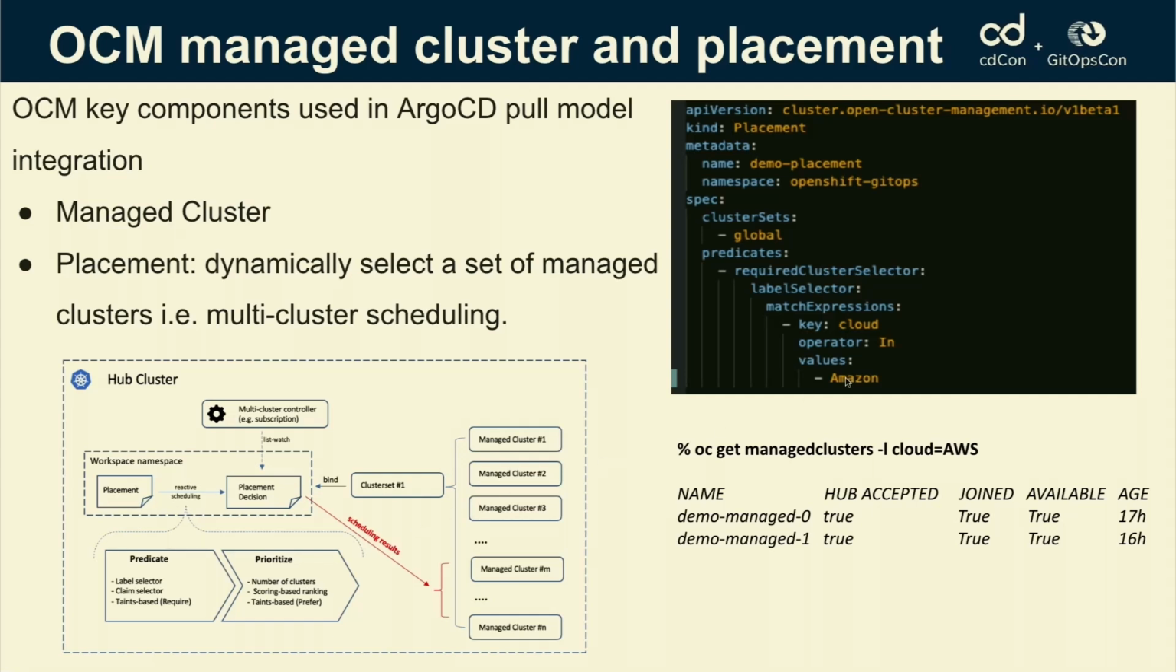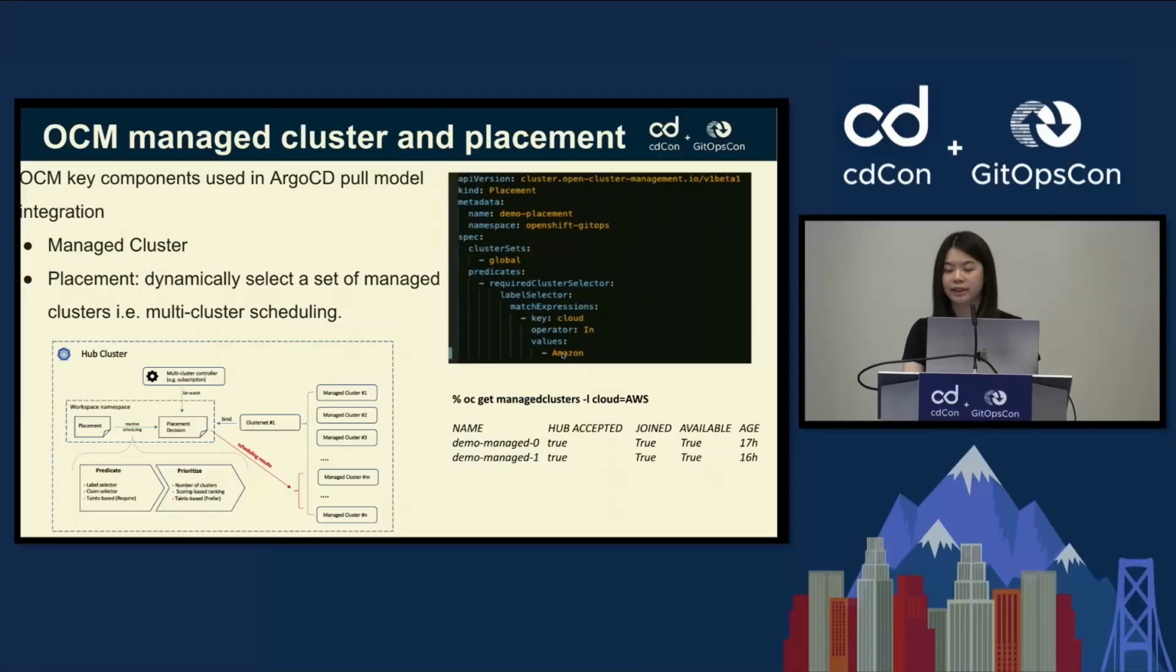On the top right, we have a YAML template that shows the placement. You can see I'm using the cluster set called global. With OCM, you will get a default global cluster set that's going to select all managed clusters that you have. So you can narrow that down just using a label selector, saying, I only care about cloud in Amazon. So you can do cloud in Amazon or any other provider connections.